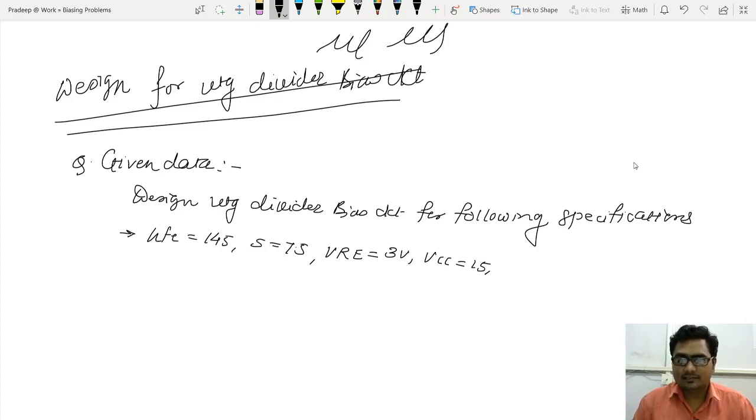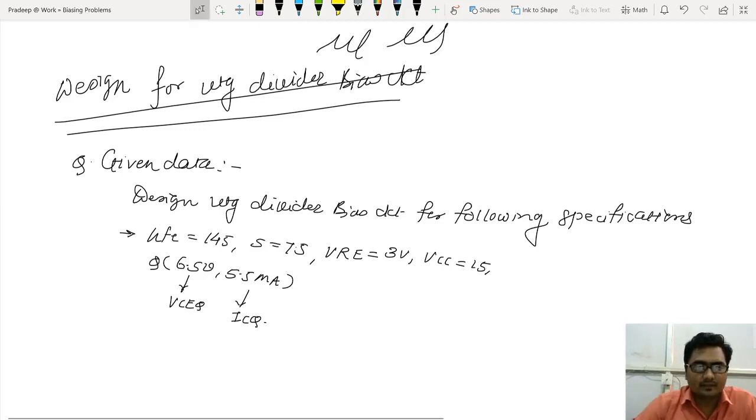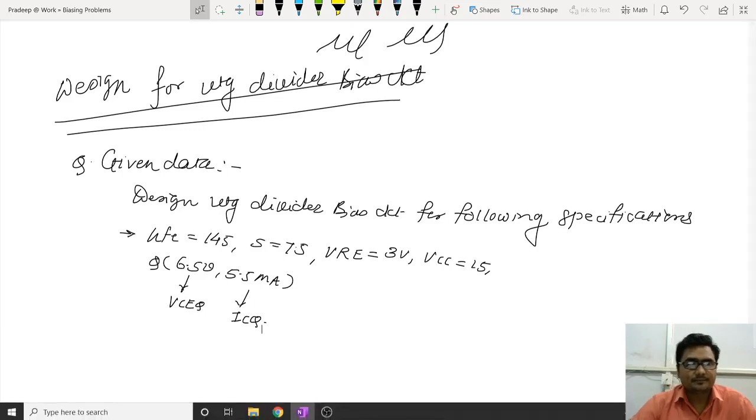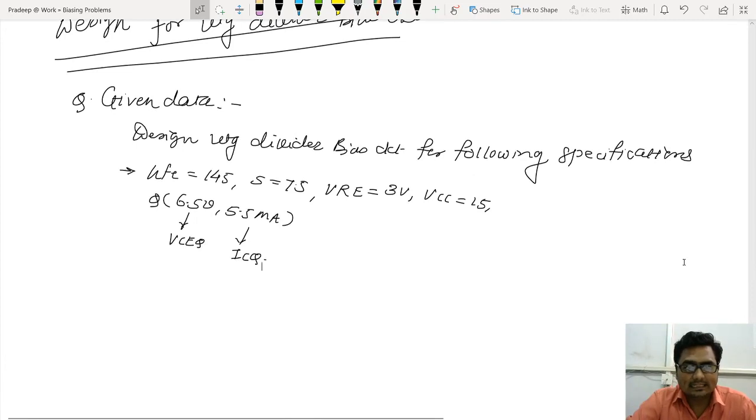Q point is given means this is the method they define Q point. That is 6.5 volt and 5.5 milliamperes. It clearly means this 6.5 is nothing but your VCEQ, and this 5.5 milliamperes is your ICQ. Right? So this is the actual design statement. We have to design a voltage divider bias circuit for the data which is specified. Now let us start.